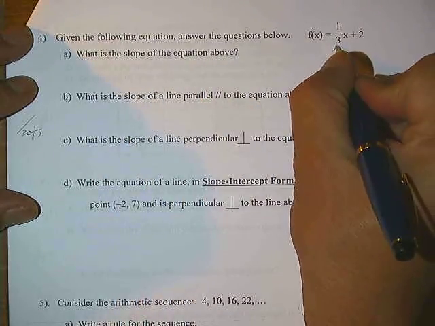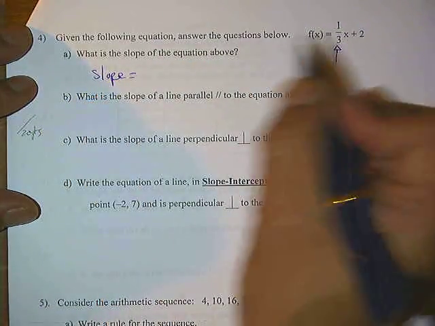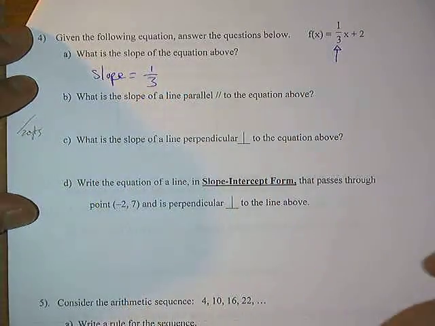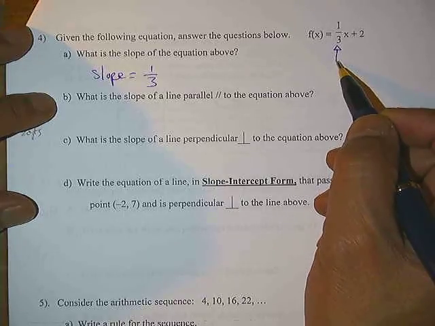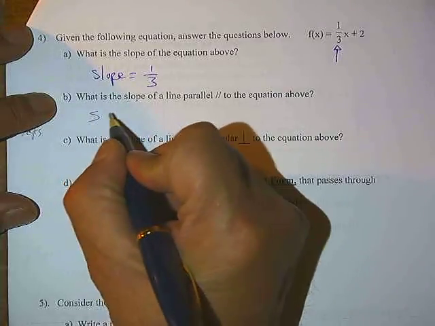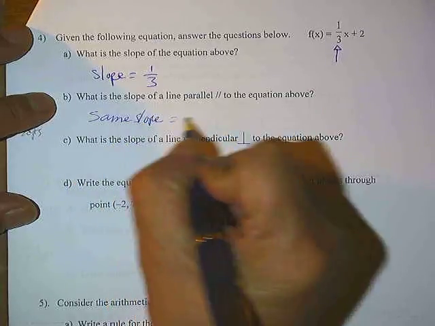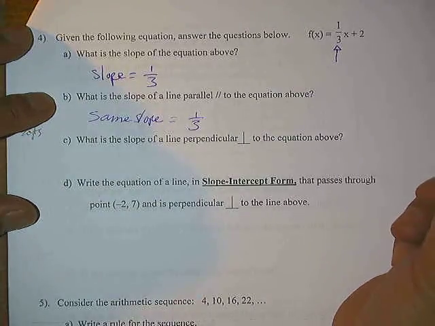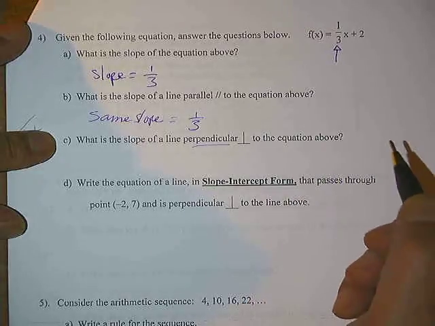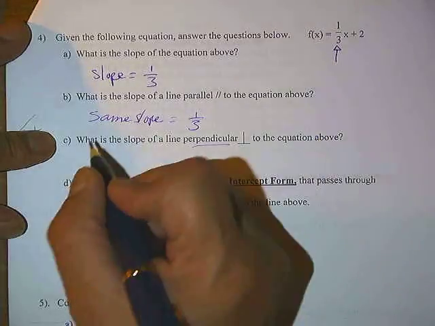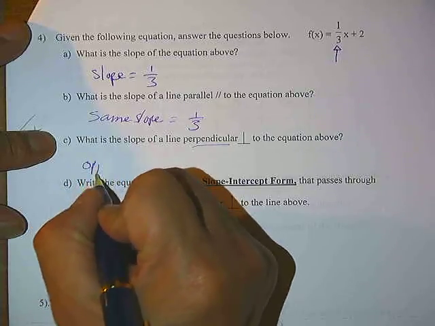Alright, number 4. Given the following equation, answer the questions below. What is the slope? Oh, the slope is right here. So the slope of that line is the coefficient next to the x, that's 1/3. Part B, it says, what is the slope of a line that's parallel to this equation? Well, the thing with parallel lines is that the slopes are the same. So parallel lines have the same slope. So it's also 1/3.